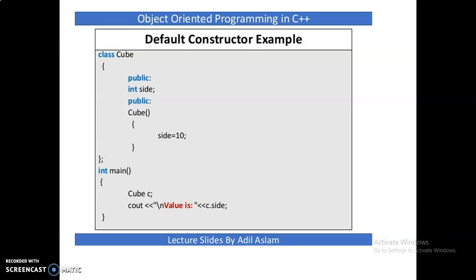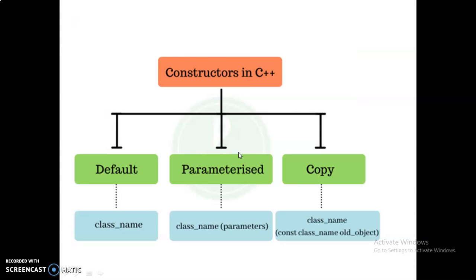The constructor is a special member function. Why is it special? Because it does not have any return type, and the most important thing is that the constructor name is the same as the class name. The member function is not called by the object. While the object is created for that class, the constructor is called automatically, and whatever statements are given within the constructor are automatically executed. So this is the example of the constructor.